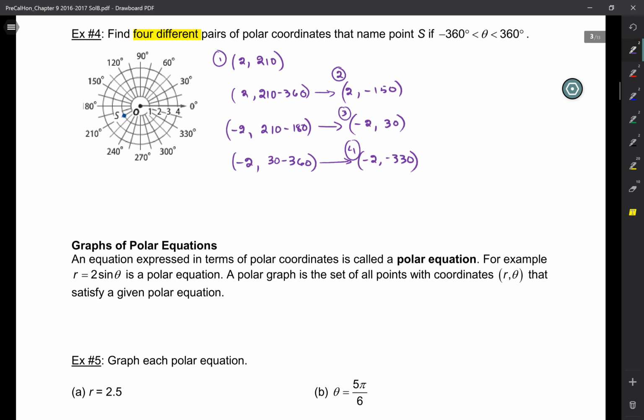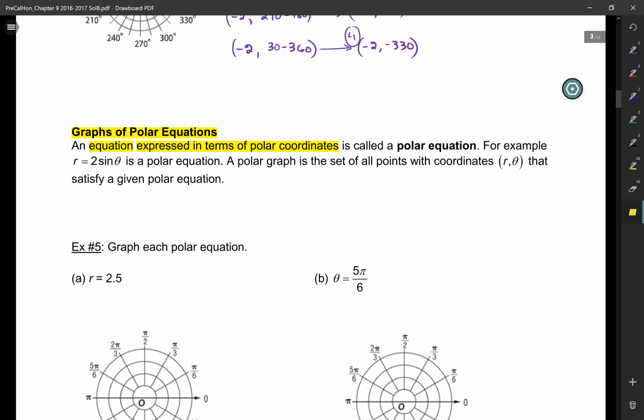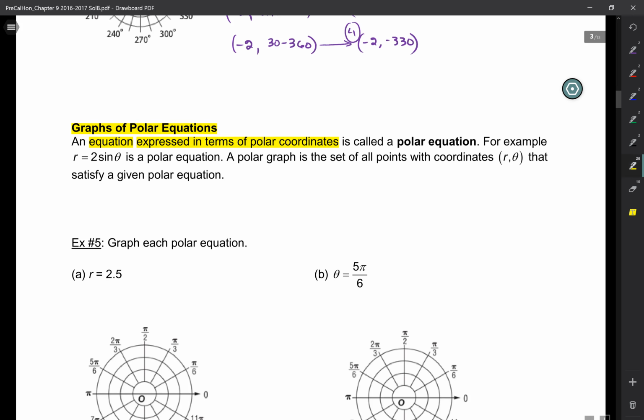Okay, so we're gonna start graphing. Today we're only gonna graph the basics. Tomorrow's lesson is graphing the bigger equations. So what is a polar equation? Well, it's an equation that is expressed in terms of polar coordinates. So an example of a polar equation, right? R equals 2 sine theta. This is something that we're going to be graphing tomorrow, not today. Do we meet tomorrow? We do meet tomorrow.